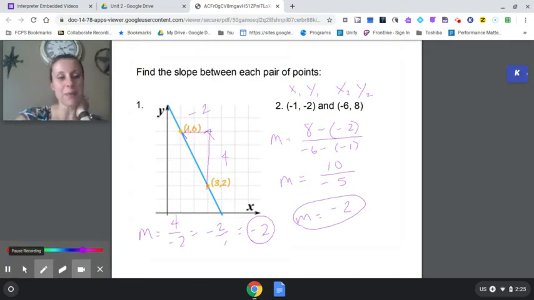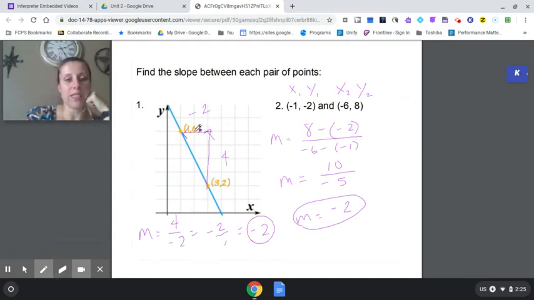Okay, for these two examples, we see that we get negative 2 for both slopes. On number 1, I used rise over run. The rise was 4, the run was negative 2. I did reduce that fraction to again get negative 2. For number 2, we use the slope formula. So labeling the numbers x1, y1 and x2, y2, and plugging those values in, we get 8 minus a negative 2, which is positive 10. 8 plus 2 is 10. And negative 6 minus a negative 1. Negative 6 plus 1, that gives me negative 5, which again reduces to negative 2.